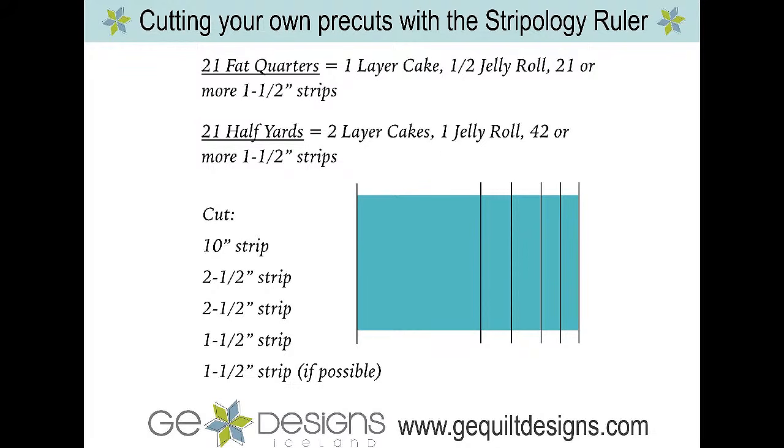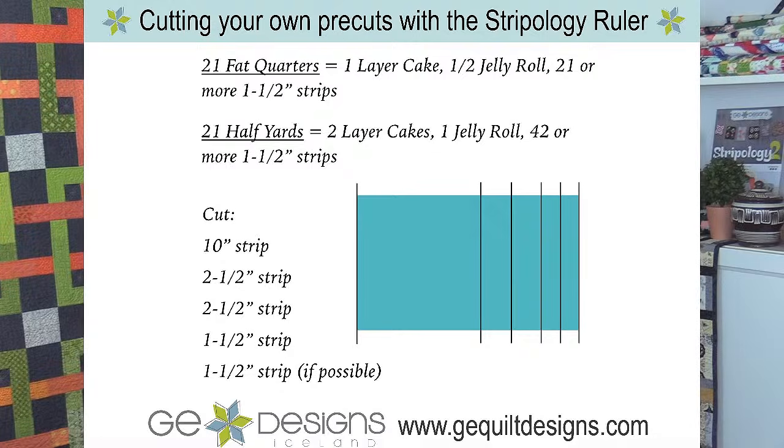So from 21 1/2 yards, I would get 2 full layer cakes, 1 full jelly roll, and then 42 or more 1.5 inch strips. So this is kind of a chart, but there are so many other things you can do with a 1/2 yard or a fat quarter. And so I wanted to give you some more options. So those are included here on the bottom of this.